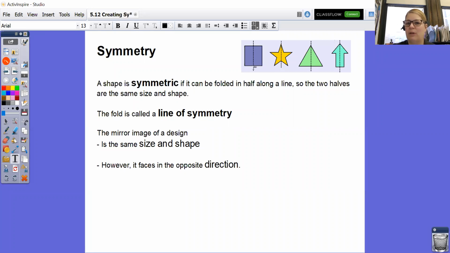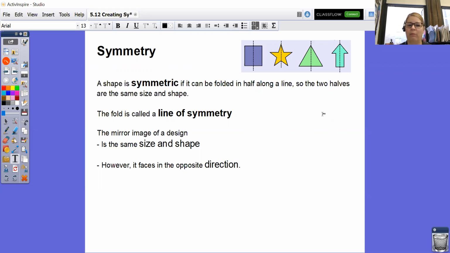We have some examples up here. I have a square, and see my dotted line? That is the line we're referring to. That breaks it into 2 even pieces. That fold, that line is called a line of symmetry. Remember, it is a line of symmetry.